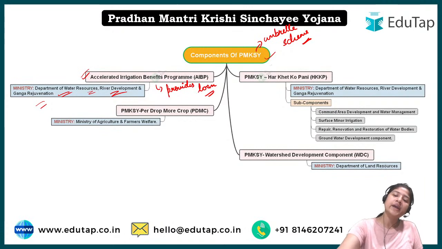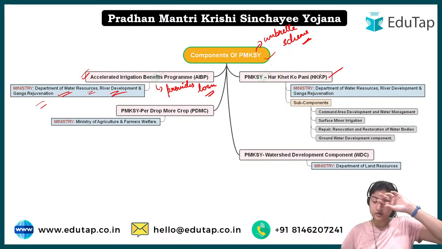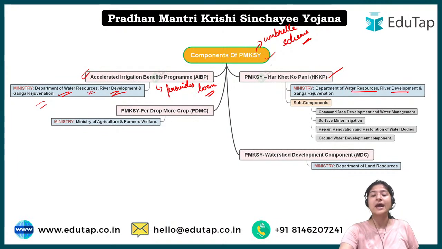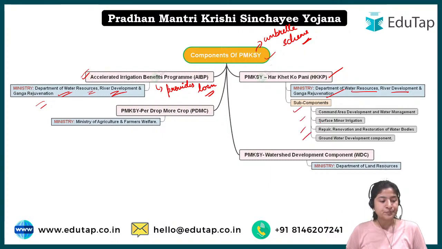Next is Har Khet Ko Pani, that we have already looked at. It also comes under the Ministry of Water Resources, River Development and Ganga Rejuvenation. But as this PMKSY is an umbrella scheme, it is made up of different components, and the four we can look at here. This Har Khet Ko Pani is itself made up of different subcomponents which are mentioned here, as you can see in the picture also, right? So for subcomponents, we have command area development and water management. What does this topic say? It says Har Khet Ko Pani, means every field should have water. So all the components that are present there are related in one way or another to providing water to every field. What are command area development and water management?